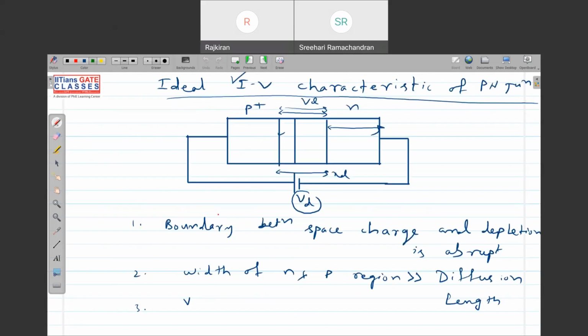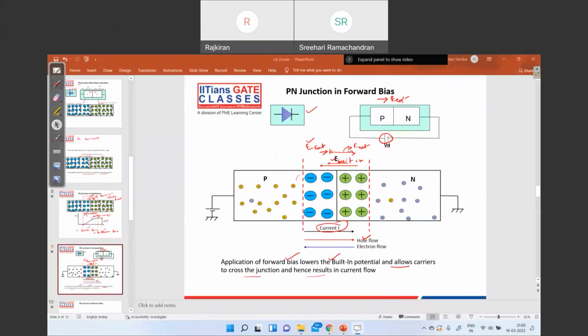Because when I apply an external electric field, the net electric field is decreased. The net electric field is nothing but built-in minus external, right? Since the net electric field is decreased, definitely the net charge also will be decreased, because field is nothing but charge. So net charge decrease means the width of the depletion region also will decrease.